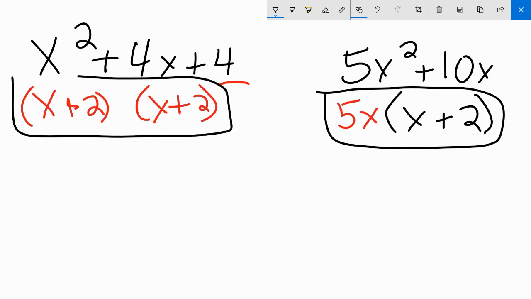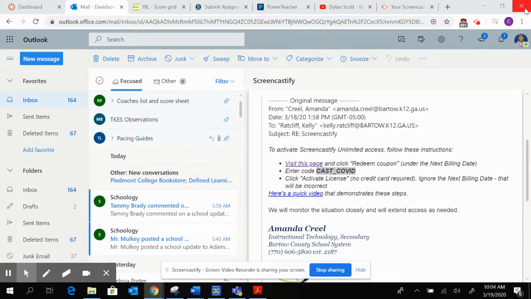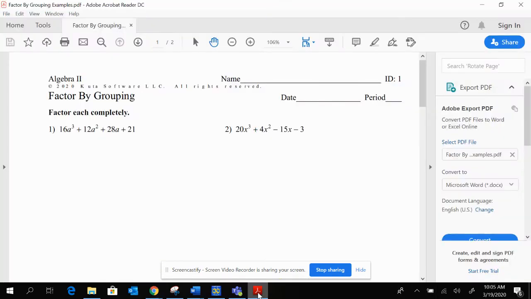All right. And so these two methods were combined into one for factor by grouping. All right, so let's try to get to that. Still trying to figure this out. One second.